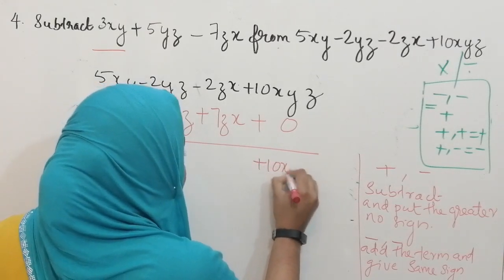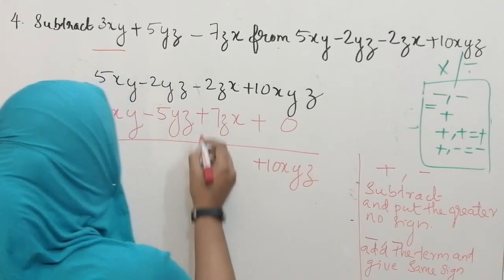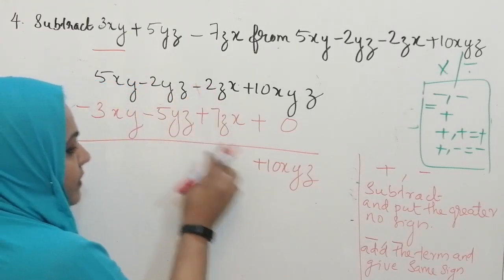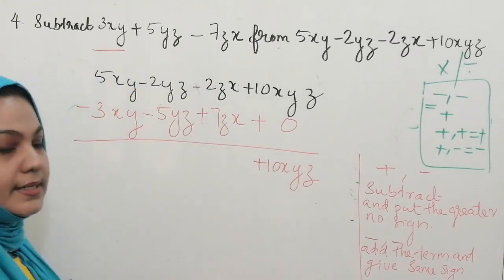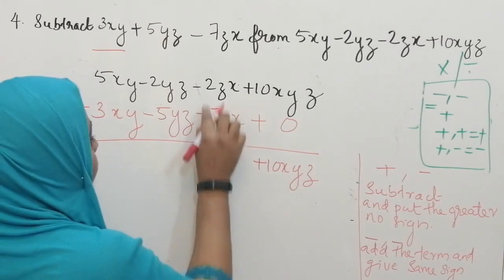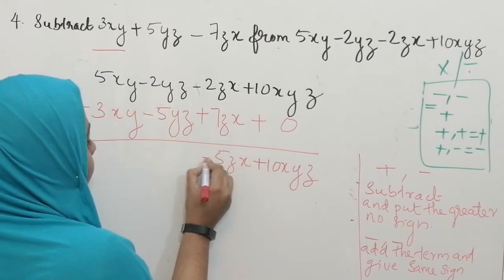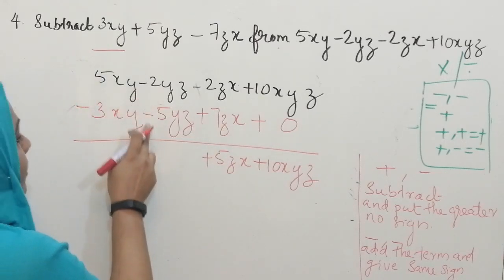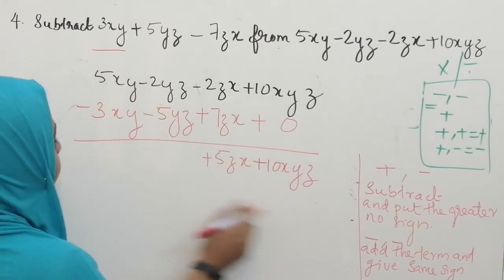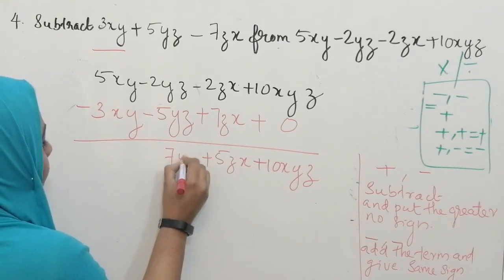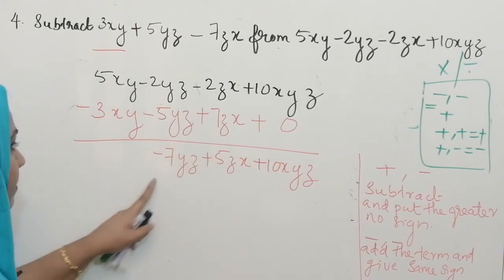So plus 10xyz. Here different signs come, which means subtract and put the greater number's sign. So 7 minus 2 is 5. What is the greater number here? 7. So what is the sign? Plus. Here also minus and minus, add, and the sign is minus. So that means 7yz and the sign is minus.